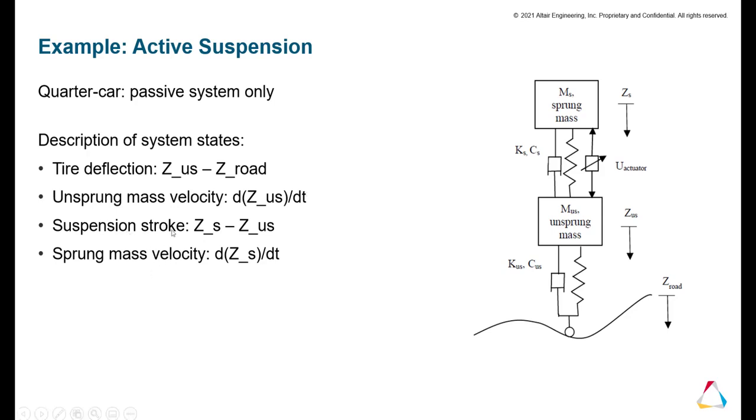And then the suspension stroke, which is really the displacement of the suspension mass. And we define that as the difference between the displacement of that sprung mass and the displacement of the unsprung mass. And then the sprung mass velocity, the rate of change of that sprung mass.